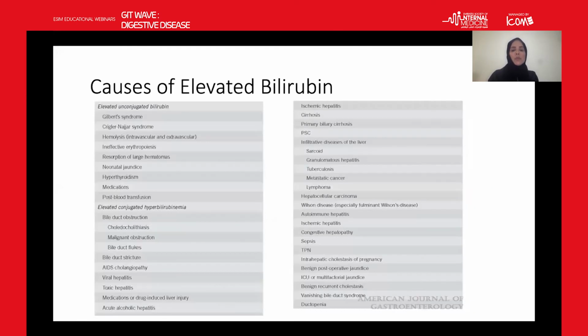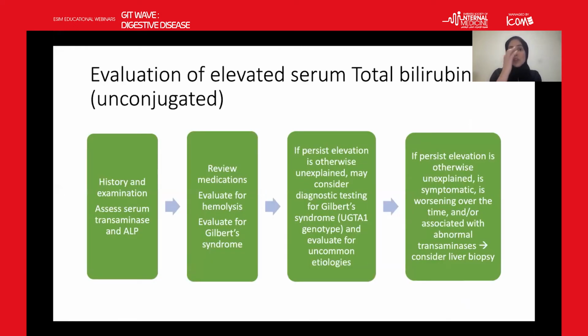What about hyperbilirubinemia? Again, the causes we all know, and you can find them everywhere. So you can divide them into unconjugated and conjugated. For the unconjugated, you take the history, and you will have a look at the lab to be sure that AST, ALT, alkaline phosphatase are all normal. But you have to review the medication of the patient. Some of them can cause hyperbilirubinemia. Be sure the patient does not have hemolysis when it is unconjugated.